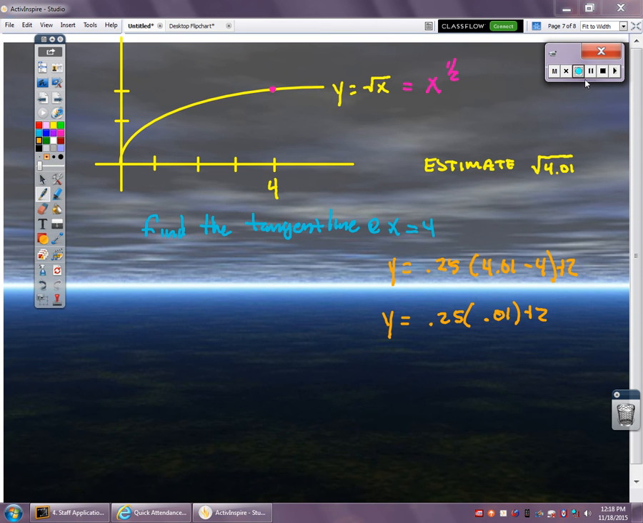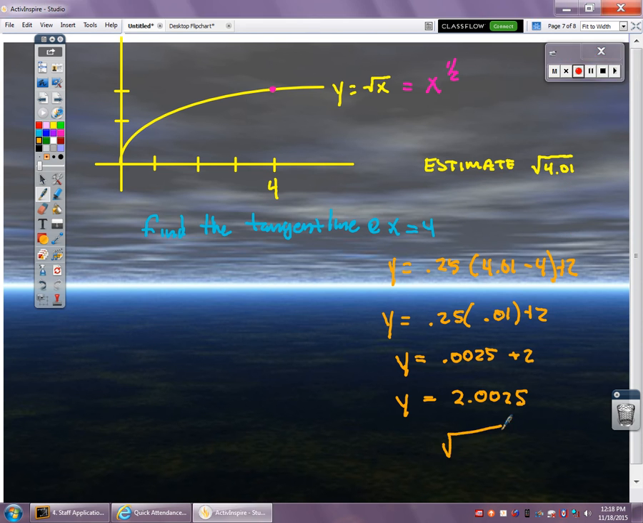4.01 minus 4 is 0.01. Then multiply that by 0.25 and add 2. And you'll get an answer of 2.0025. This estimates the square root of 4.01 without a calculator.